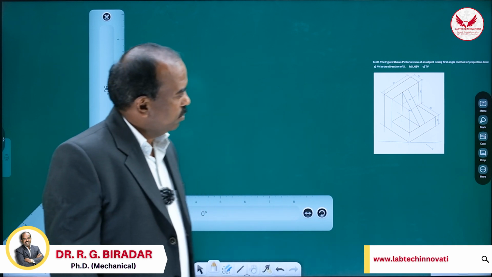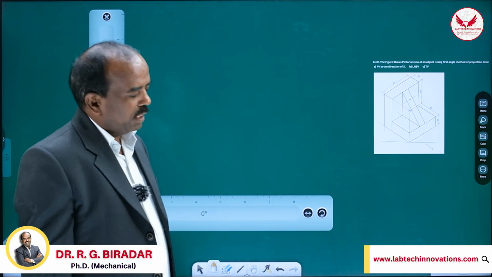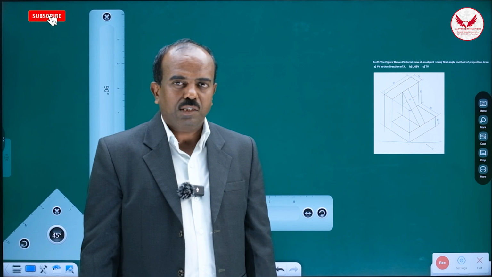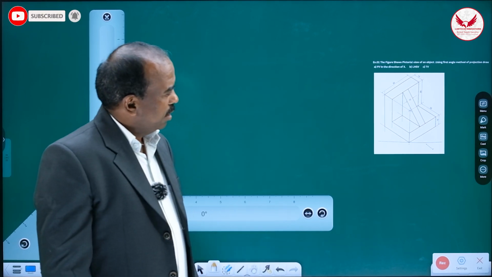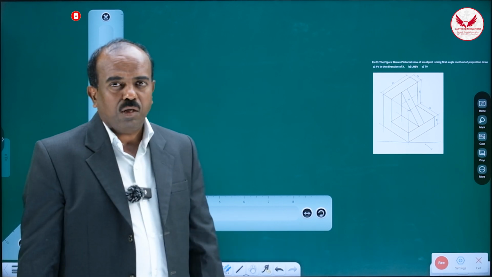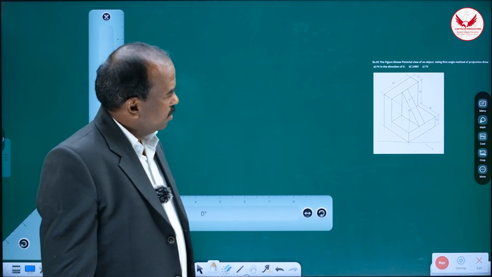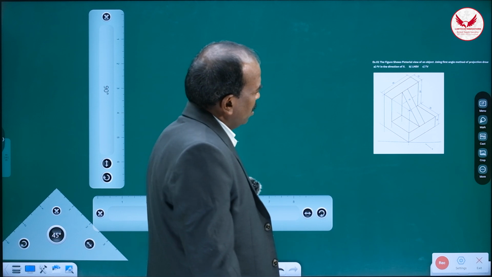Today we are going to see the very first example of orthographic projections. It is very simple also. It will clear your idea of drawing the orthographic projections. So the question, or the example, is what?